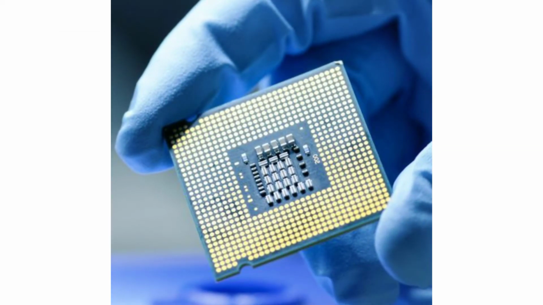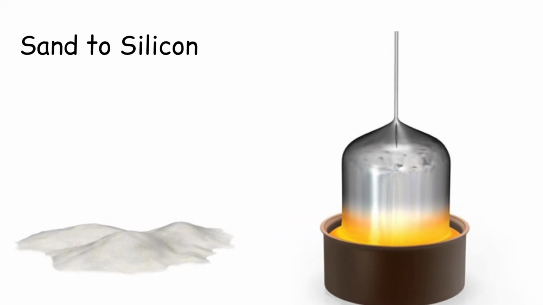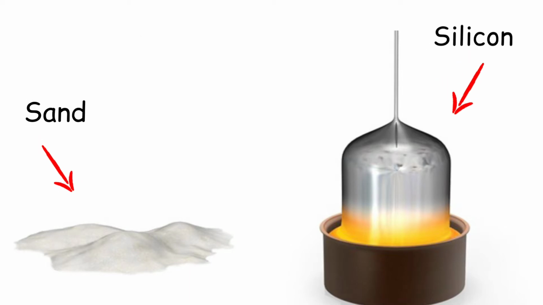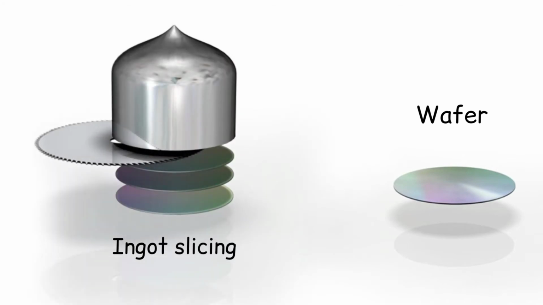The whole journey of a chip can be said as the journey of sand to silicon. Yes, the source of semiconductor in this chip, silicon, is found in sand. This silicon in sand is purified and made into a monocrystalline silicon ingot. This ingot is then cut into individual silicon discs called wafers and polished until they have flawless mirror-smooth surfaces.